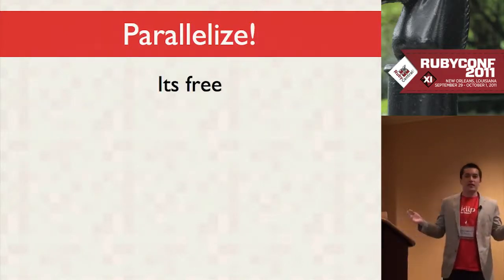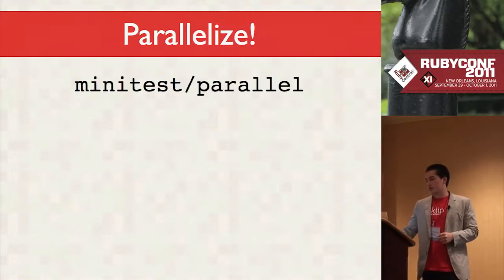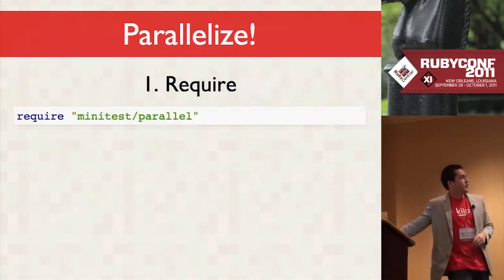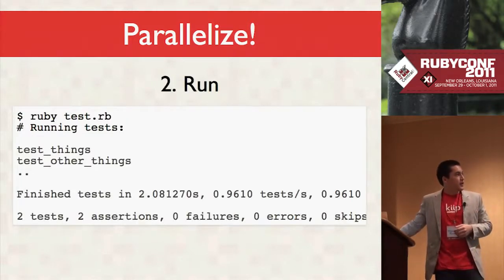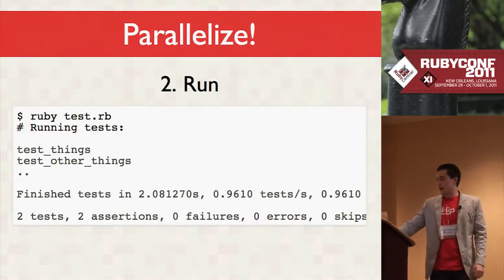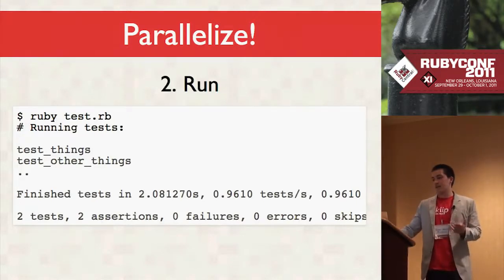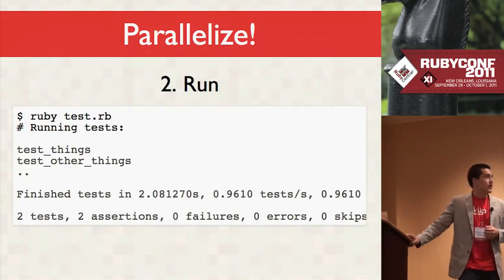And now you parallelize, and it's free. You just turn it on, and it works every time. And there's a third library that I wrote, Minitest Parallel. And you just require it, and you run it, and it'll actually parallelize all your tests. And it's free. That one's fine. And I don't know, there's a lot of talks on optimizing your tests, and parallelization is the easiest way to make your tests faster.